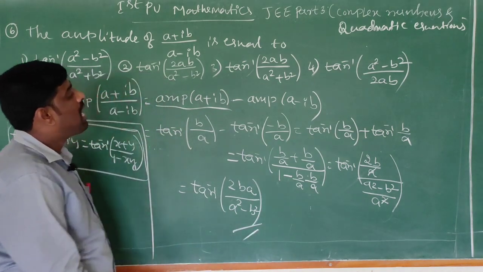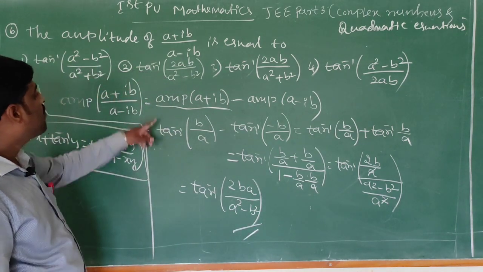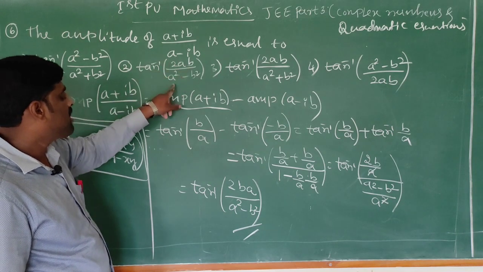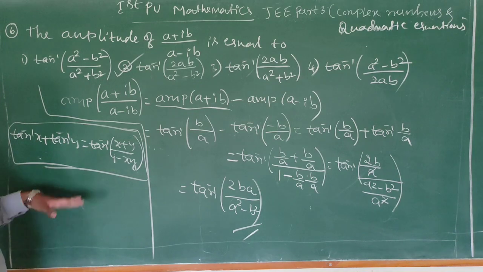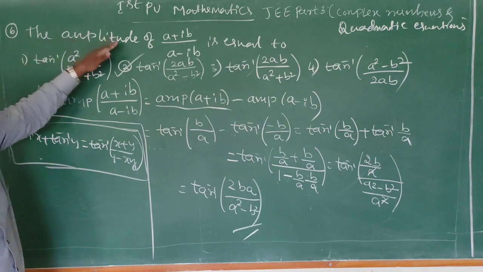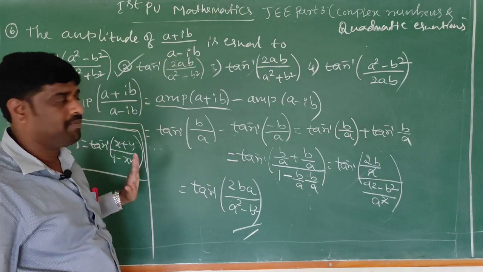This is your answer. Which option? Tan inverse of 2ab divided by a square minus b square. That means second option. Observe once again. So we have to find the amplitude of a plus ib divided by a minus ib.